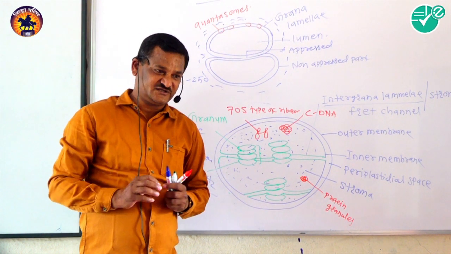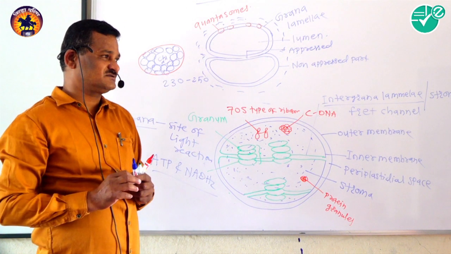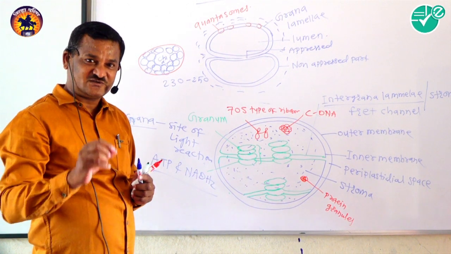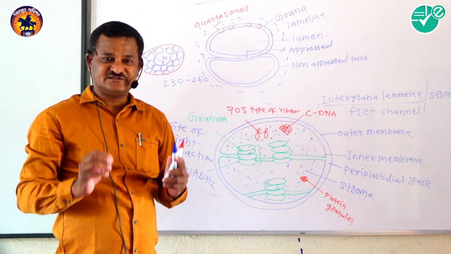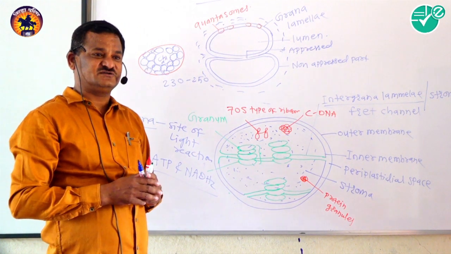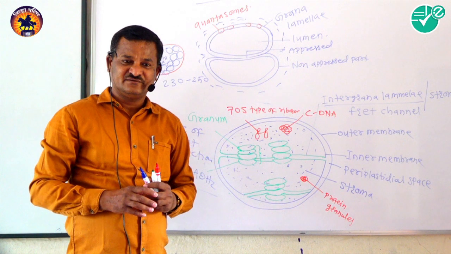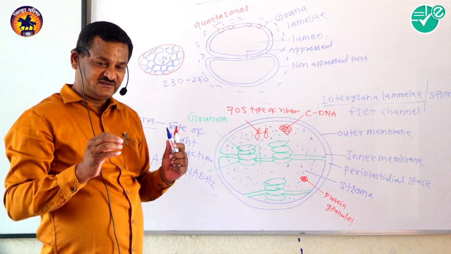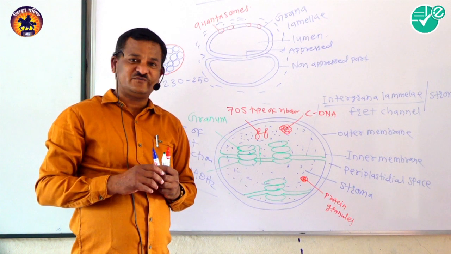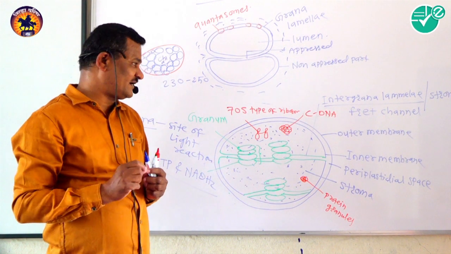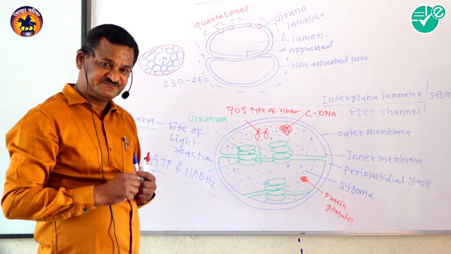Regarding the number of chloroplasts: in Chlamydomonas, the number of chloroplasts is single. In green cells, the number of chloroplasts is 20 to 40. Then the size of a chloroplast is 5 to 10 micrometer in length and 2 to 4 micrometer in width.